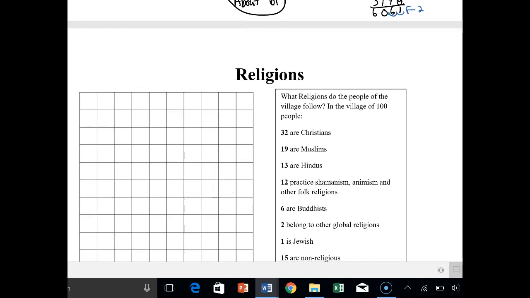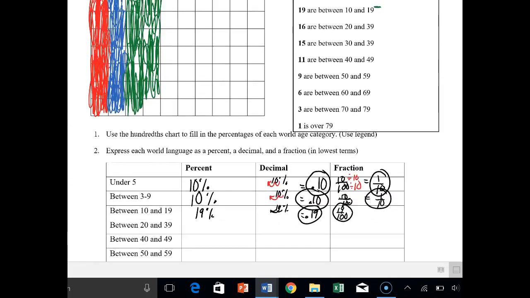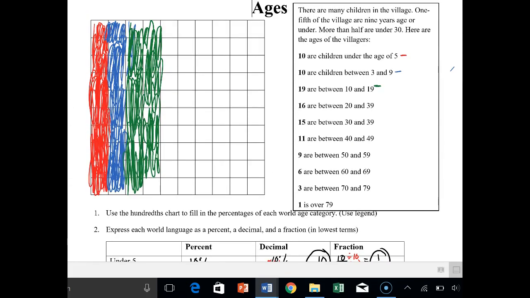Make sure to color in the hundreds chart. I know I didn't finish all my coloring, but make sure you do yours. And then obviously call me if you have questions. This is due Tuesday. There should be no excuse why you come to school without this done. Have a good weekend.